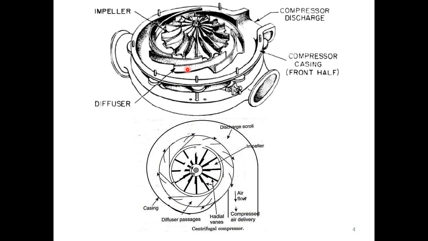Now the diffuser is another important part of the centrifugal compressor which surrounds the impeller, and it also provides a diverging passage for airflow. The main function of the diffuser is to convert the high velocity head of air coming out from the impeller into static pressure head. That is, the air coming out from the impeller will have high velocity and high pressure, but once it passes through the diffuser passages, its velocity drops and pressure further increases. Now the air coming out of the diffuser is collected in the casing and taken out from the outlet of the compressor.